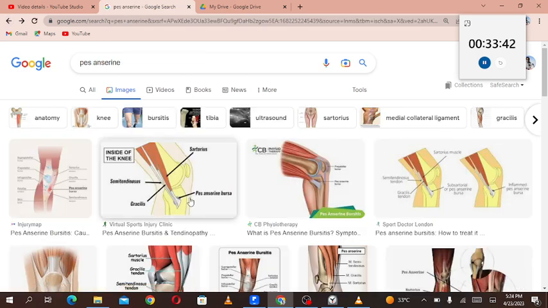So this is the anserine bursa. The pes anserine bursa is over here, between the tendinous attachment of the sartorius, the semitendinosus, and the gracilis muscle on the tibia. Let's come back to the PDF.